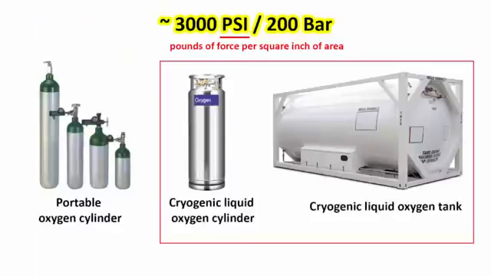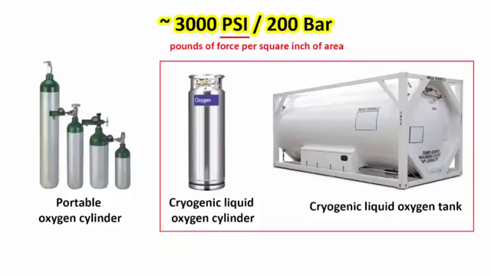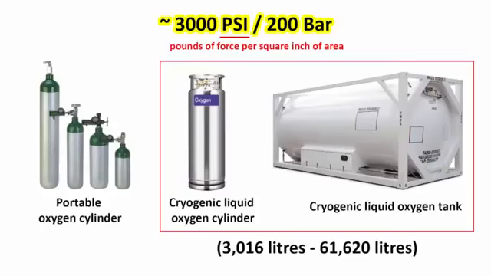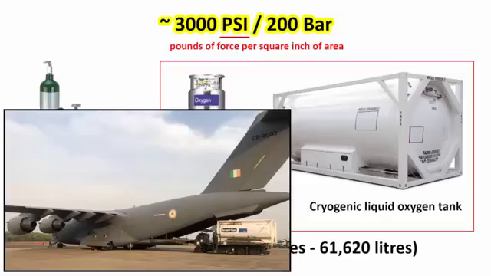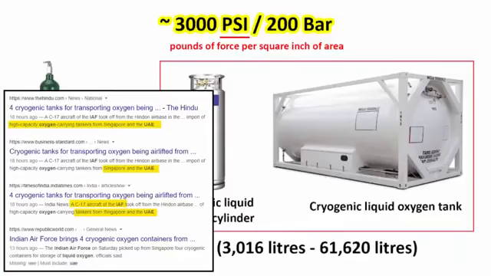Now, a cryogenic oxygen tank looks like this. They come in different capacities from 3016 liters to 61,620 liters. The Indian Air Force has airlifted 4 cryogenic oxygen tanks from Singapore in C-17 aircraft. Apart from Singapore, India is also looking at lifting oxygen tankers from UAE.